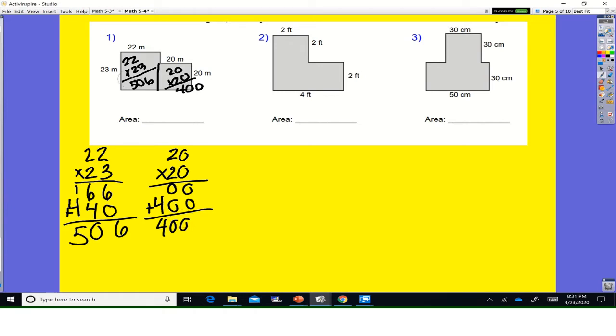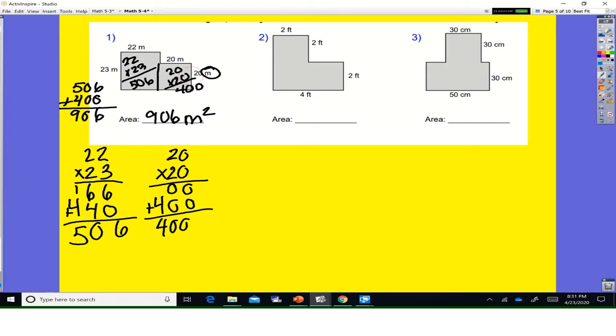Now once you get this far and you found the area of all your little figures that you found inside there, then you add everything up. So I'm going to take 506 plus 400. I get 906, and then do not forget your label, meters squared. I chose meters because this right here, that M, tells me it is meters, and then squared because we're finding the area.